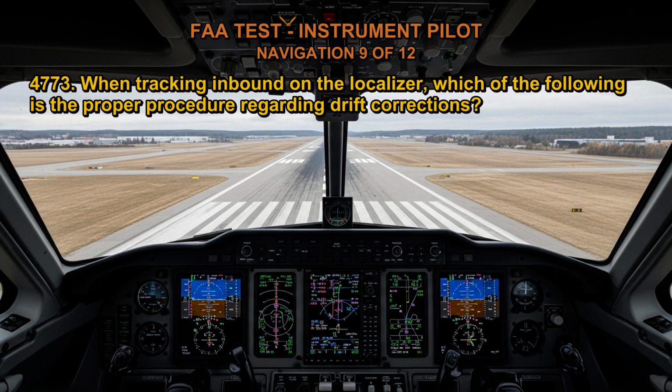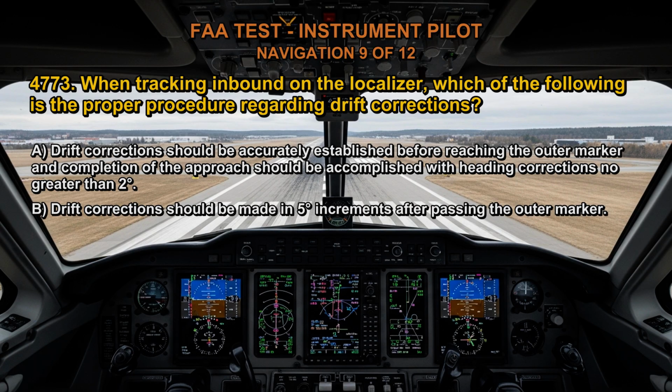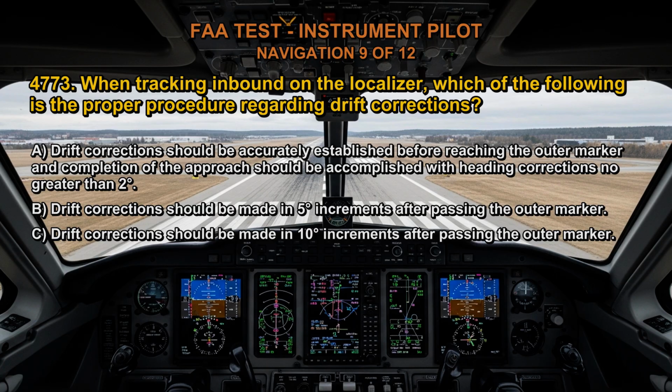4773. When tracking inbound on the localizer, which of the following is the proper procedure regarding drift corrections? A. Drift corrections should be accurately established before reaching the outer marker, and completion of the approach should be accomplished with heading corrections no greater than 2 degrees. B. Drift corrections should be made in 5 degrees increments after passing the outer marker. C. Drift corrections should be made in 10 degrees increments after passing the outer marker.